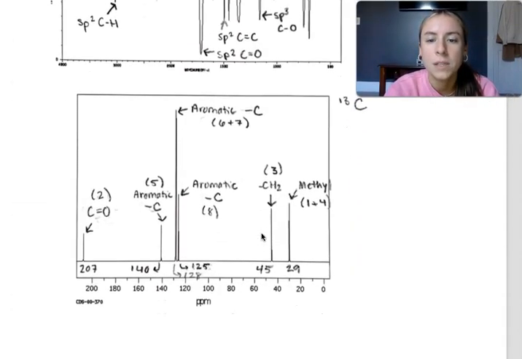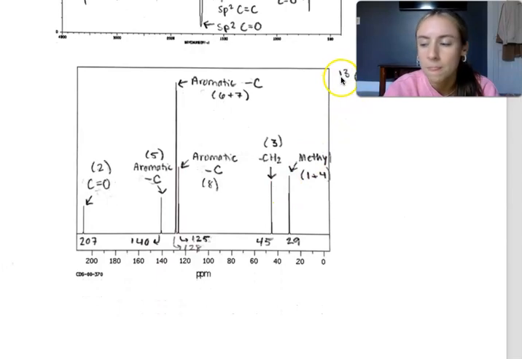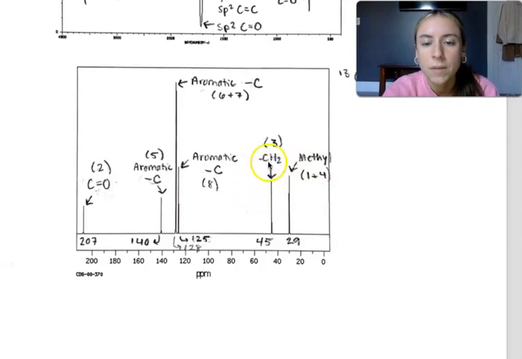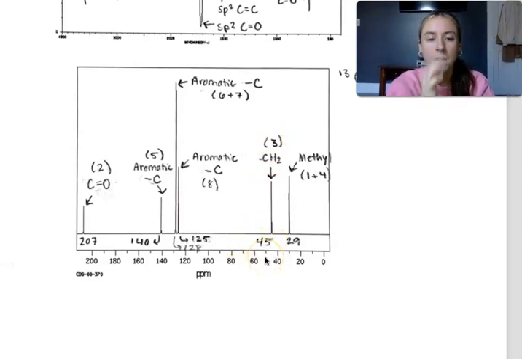But next, we're looking at this 13C NMR spectrum. Up first, about 29 ppm is a methyl group, and that's going to correspond to bonds 1 and 4 on my final picture. Next, I found a CH2 group. That would correspond to bond 3, and that one's about 45 ppm.